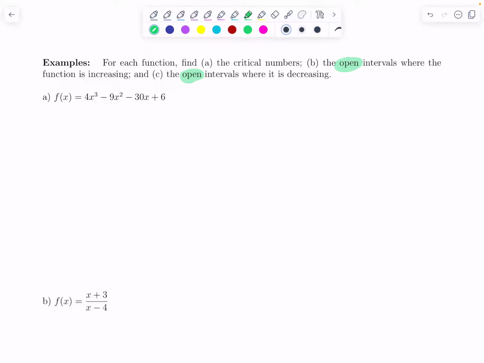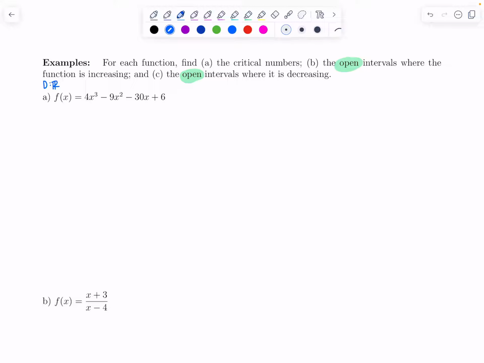All right, let's look at f of x. It's 4x cubed minus 9x squared minus 30x plus 6. Well, that's a polynomial, and I know polynomials, their domain is all real numbers. So we don't have to worry about having any restrictions in the domain and having issues while finding critical numbers. So that's good. To find critical numbers, we have to figure out where the derivative f prime of x equals 0 and where it doesn't exist.